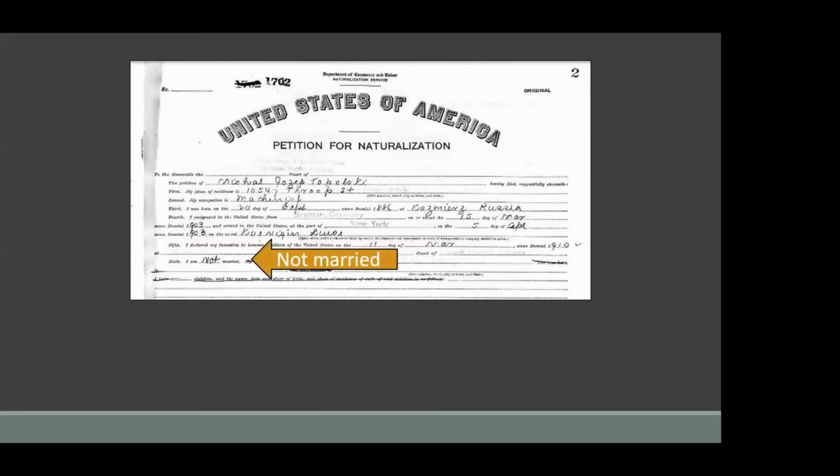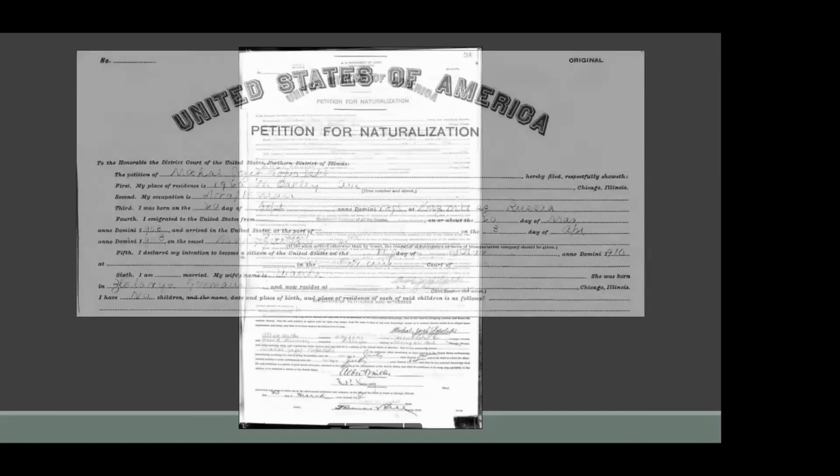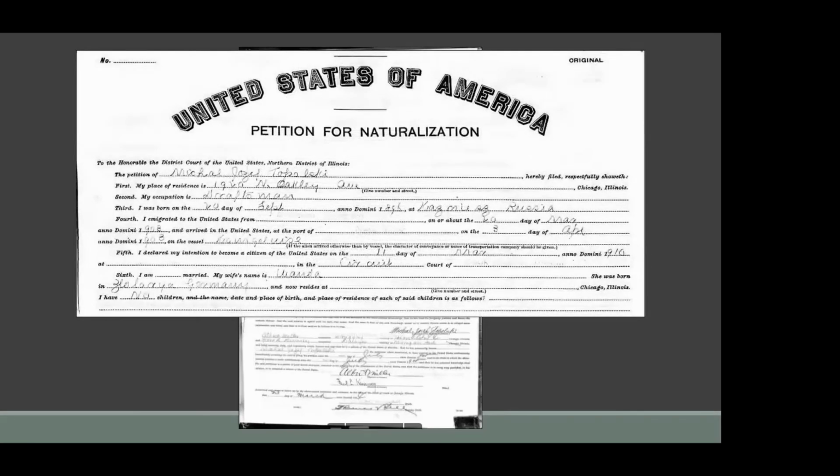On his petition, he says he's not married, and interestingly enough, this petition was denied due to one of his witnesses being incompetent. So, here we have another petition for Michael in 1914 in Chicago, because in 1920, he is naturalized. So looking for him again, I see that his information is the same for this petition. His arrival is off by a few days, but it's still the same ship.